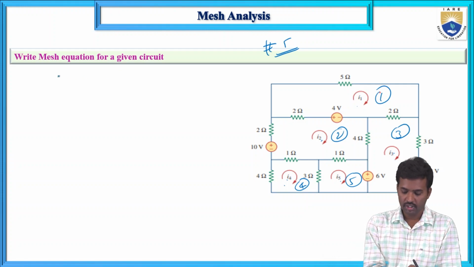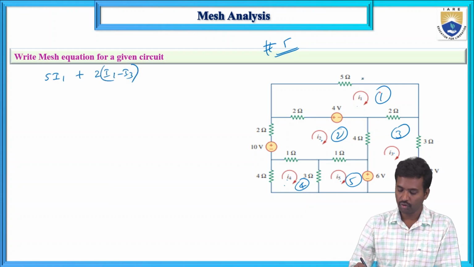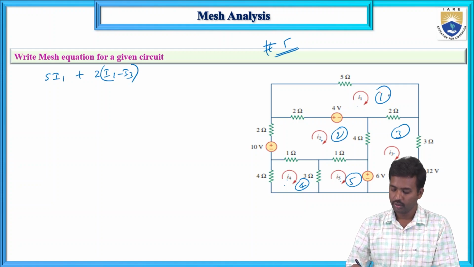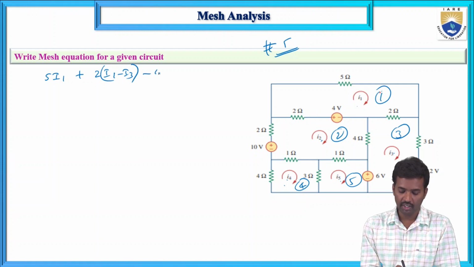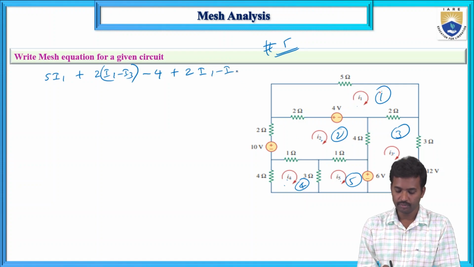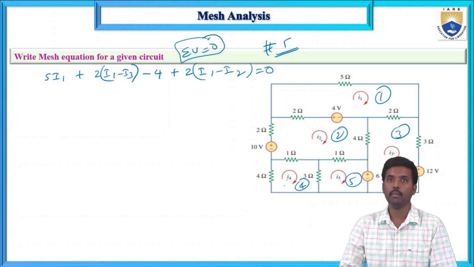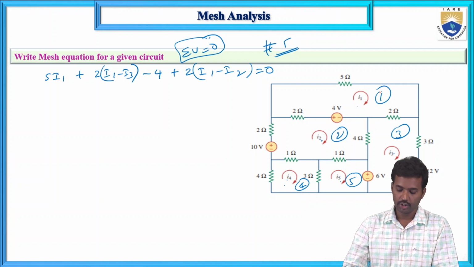That mesh equation here I am writing: 5 into I1 plus 2 into I1 minus I3. Current is flowing from minus 2 plus minus 4 plus 2 into I1 minus I2. Algebraic sum of total voltages in a loop equals 0. Apply KVL in each mesh.